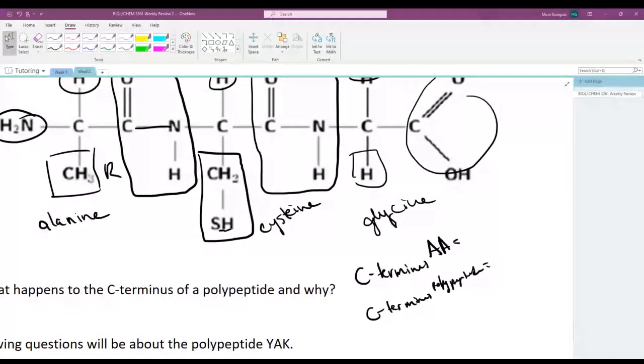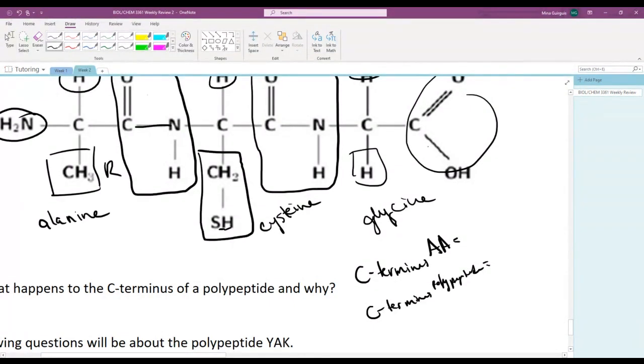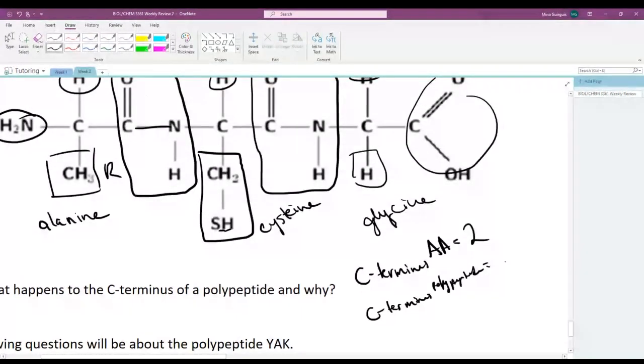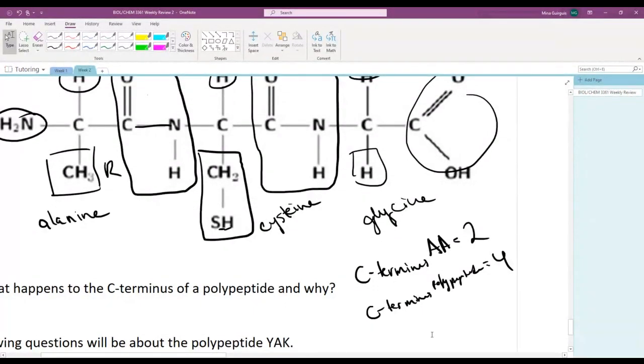Okay, this is where I'm going to turn it over to you guys. What do you guys think? Is 2 the amino acid, or is 2 the polypeptide? 2 is the amino acid, 4 is the polypeptide. Perfect. You guys are exactly right. And I lost my mouse again. Dang it. There it is. 2 and 4. Yes, perfect. Okay. This is really important to know when you're doing calculations, which is what we're actually about to start doing.